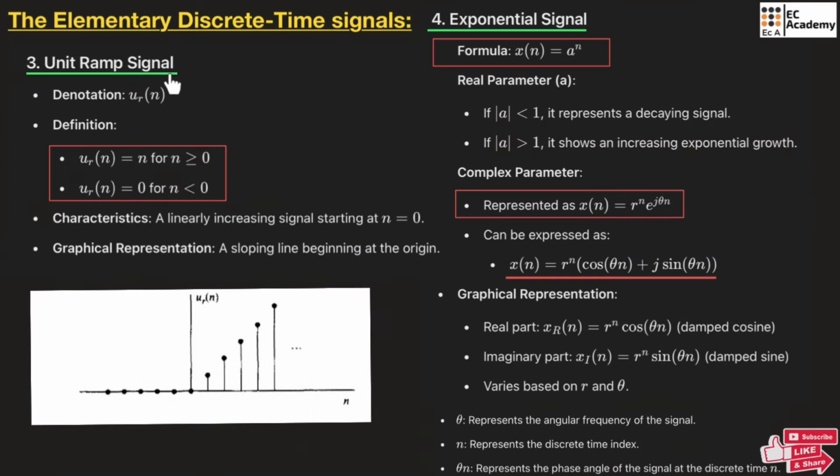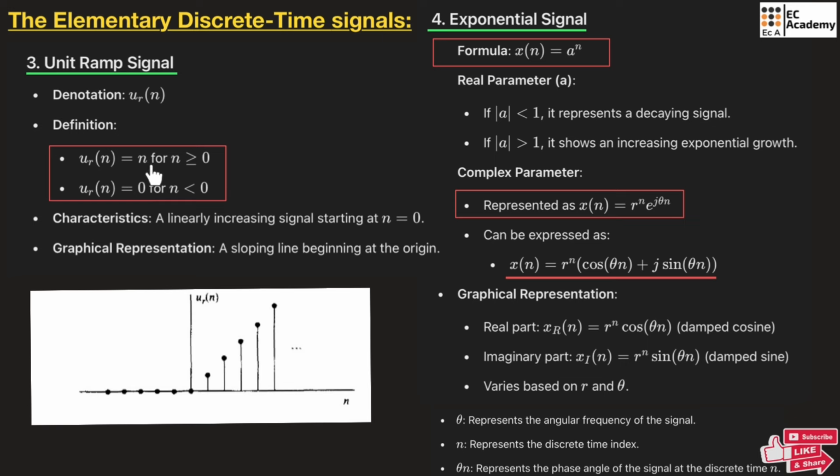Next is the unit ramp signal. It is denoted as UR of n. Sometimes it is also denoted simply as R of n. It can be defined as UR of n is equal to n for n greater than or equal to 0, and UR of n is equal to 0 for n less than 0. So this signal is available only for n greater than or equal to 0. For n less than 0, this signal will be equal to 0.